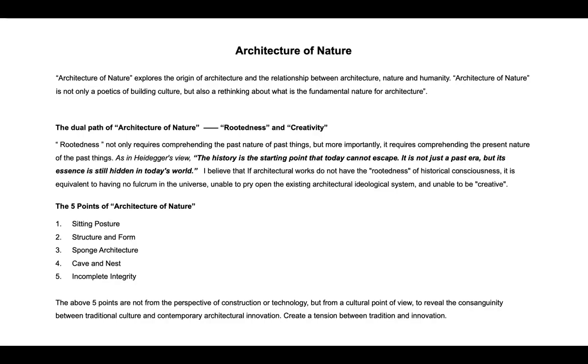The five points of architecture of nature: first, seating posture; second, structure and form; third, sponge architecture; fourth, cave nest; fifth, incomplete integrity. These five points are not from the perspective of construction or technology, but from a cultural point of view, to review the consanguinity between traditional culture and contemporary architectural innovation. So architecture of nature aims to create a tension between tradition and innovation.